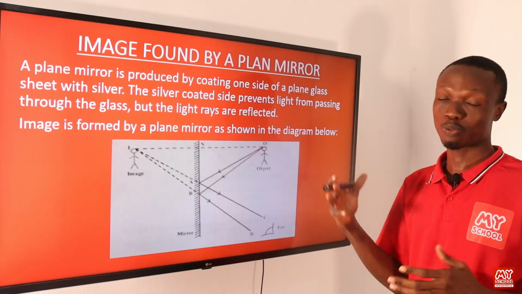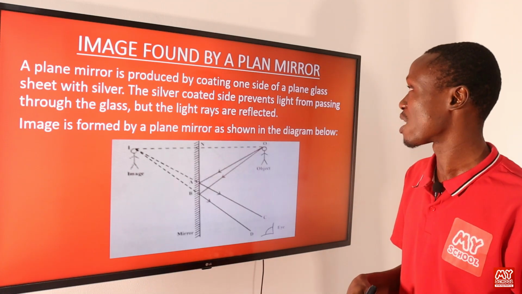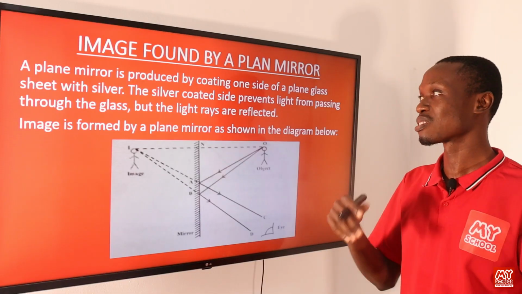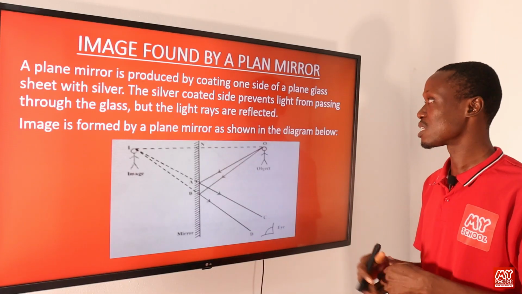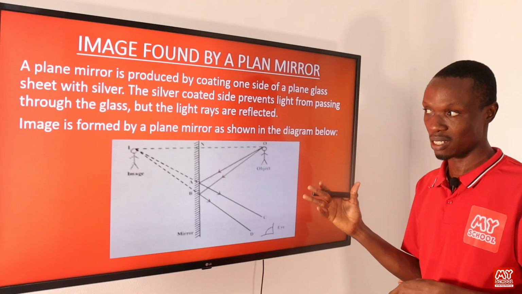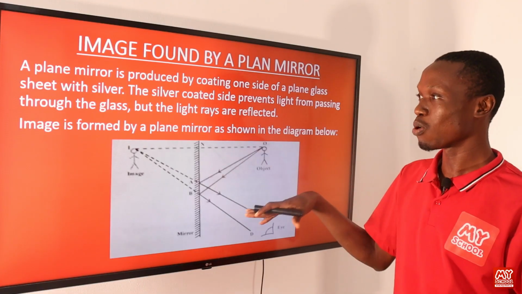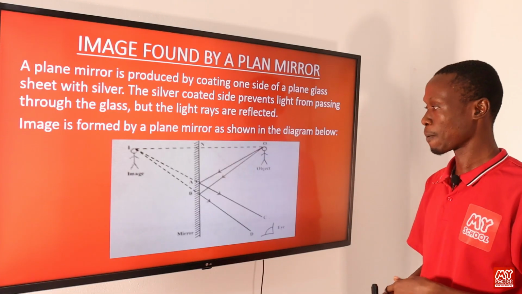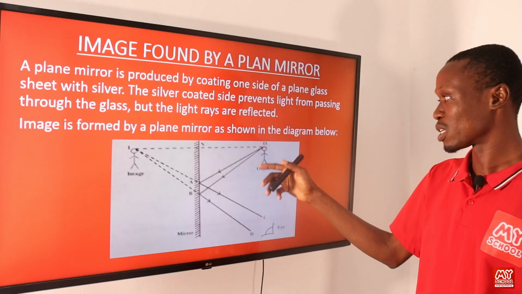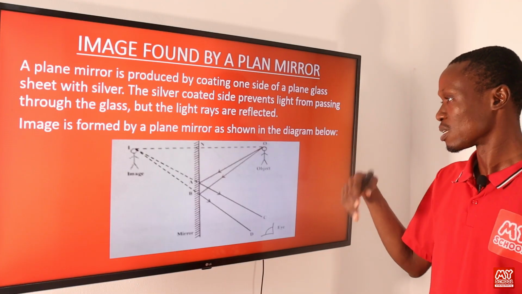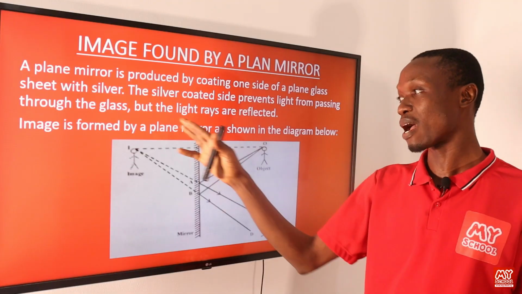A plane mirror is produced by simply coating one side of a plain glass sheet with silver, right? The silver-coated side prevents light from passing through the glass, but the light rays are reflected. Below is the diagram of the image formed by a plane mirror. As you can see, this is the object, and this is the head of the object labeled O. Then we have the image formed behind the mirror.